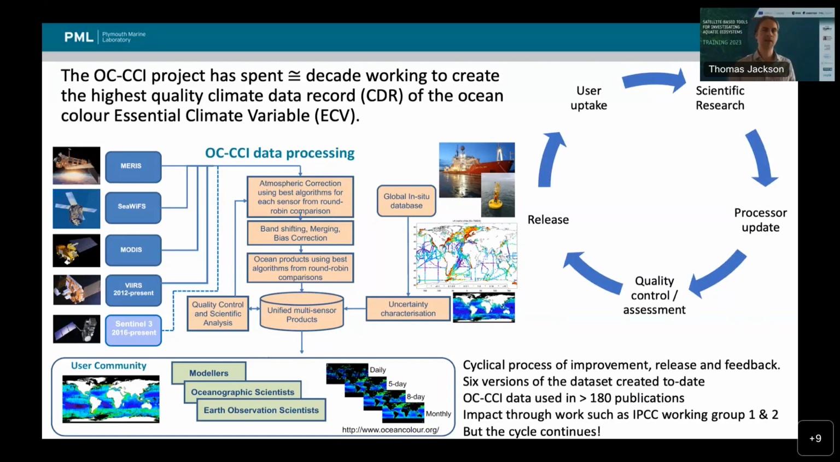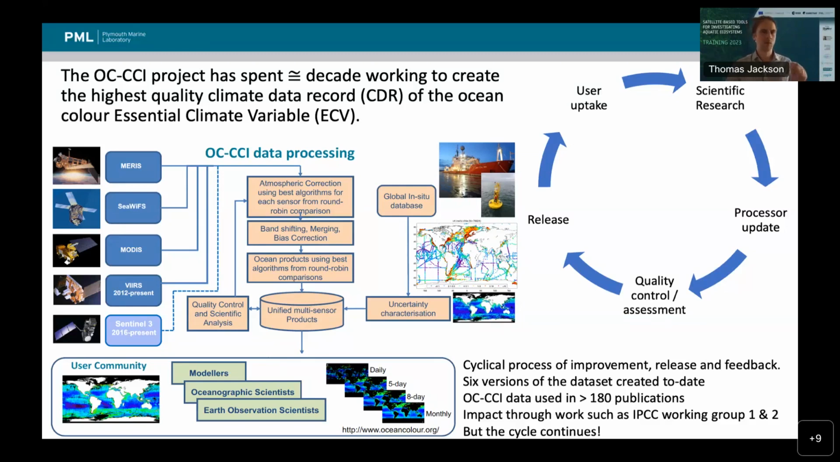And we take it as a sign that the data has been good quality and taken up well, because we've always had good feedback. There's been over 180 publications now that have used OCCCI data. And it's also gone through into really high level stuff like the IPCC working group reports, and the Copernicus Climate Change Service, and the reports that have come from that as well, European State of the Climate Report. But the cycle continues, it goes on.